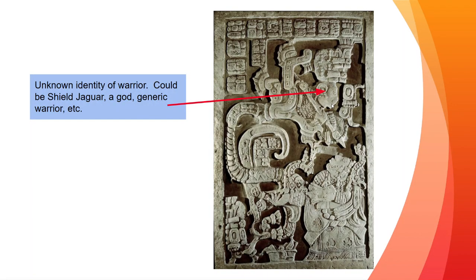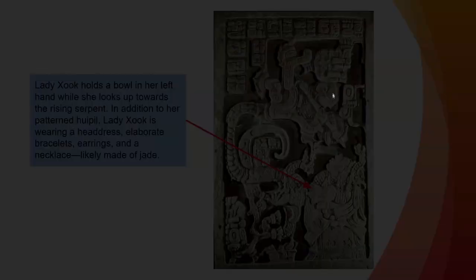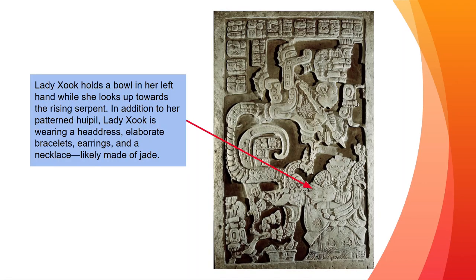We don't know the identity of the warrior because it is not something that is specifically written in their glyphs. Could be Shield Jaguar, could be a god, could be generic, we're not sure. The representation of them is idealized. So it's not looking specifically like individuals, it is an ideal. Lady Shook down here, she's holding a bowl in her left hand, looking up towards the serpent.